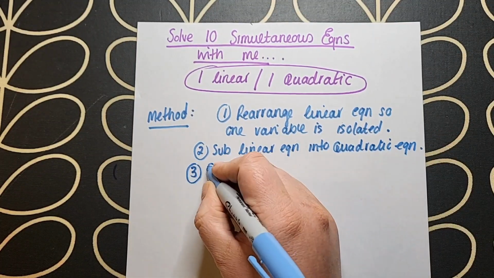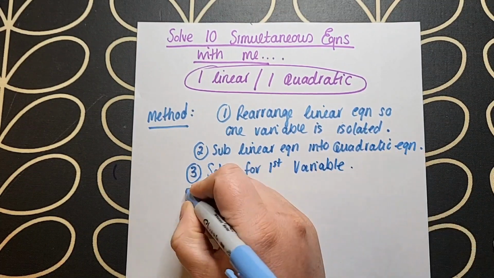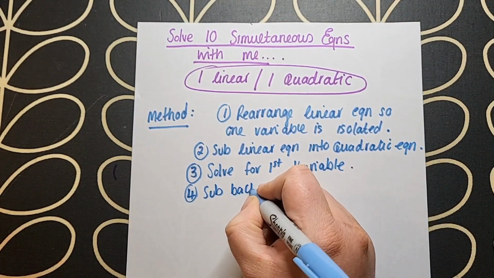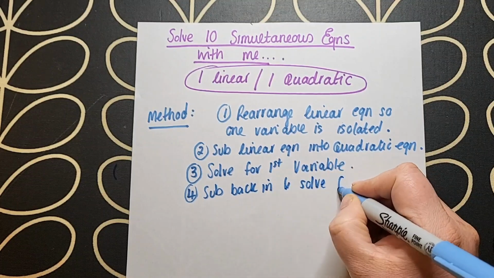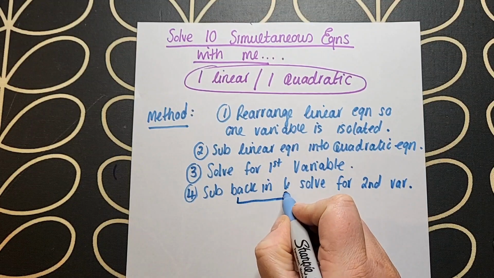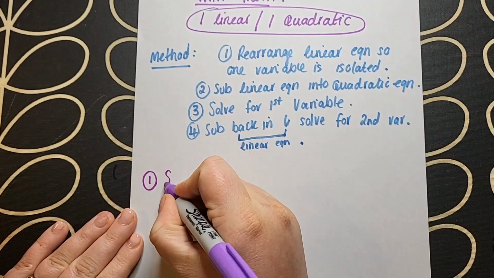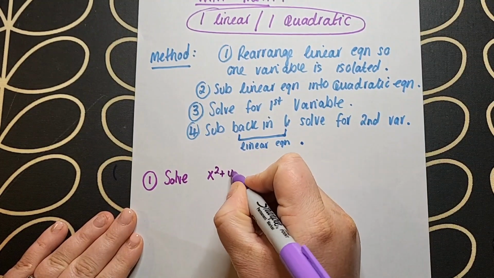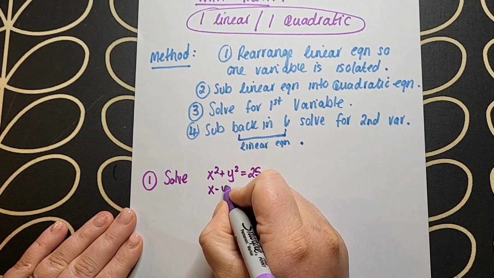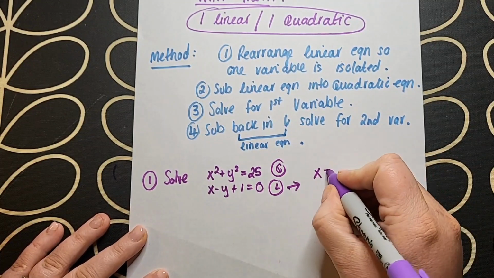So this method requires 4 separate steps. The first step is you take the linear equation and you rearrange it where one of the variables is isolated. One variable will be more convenient to do than the other. You're going to sub into the quadratic equation using that rearranged linear equation. You're going to solve for the first variable. You're going to take that information, sub it back into the linear equation and find the second set of variables. Let's go through an example.